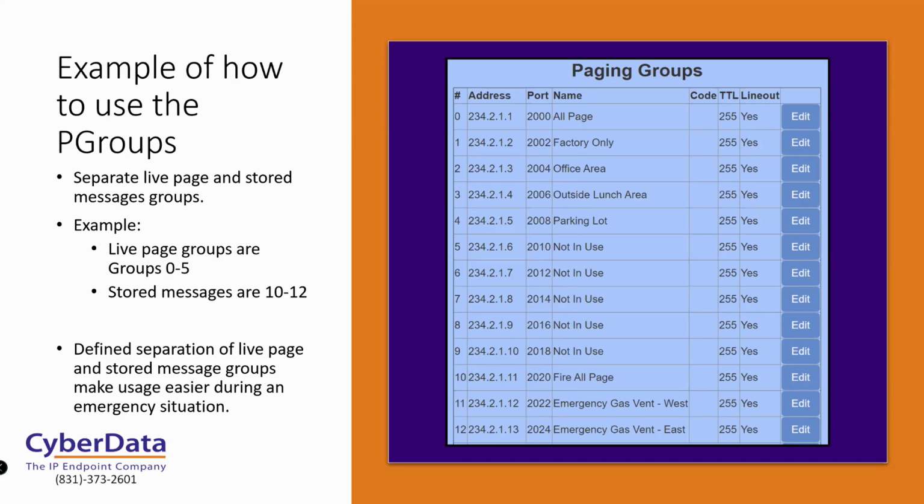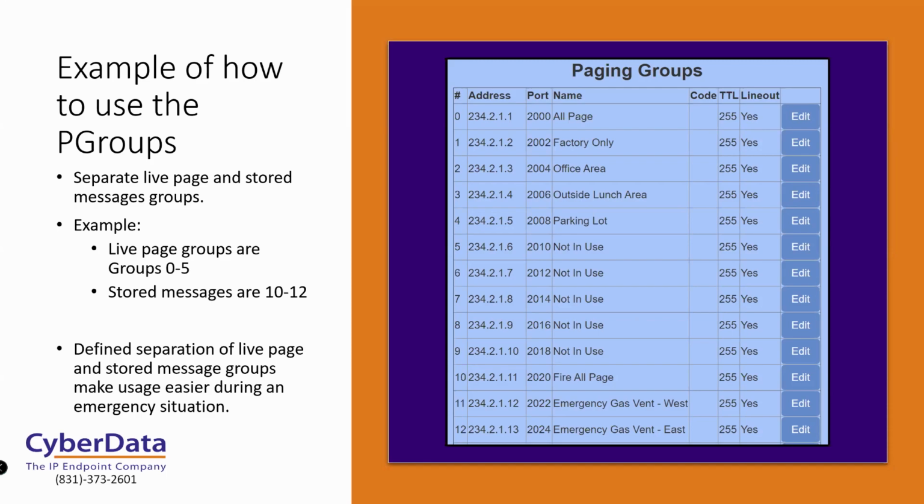As you move forward, all of these first 5 groups are what we refer to as live page groups, where if you call the paging server and dial group 00 for the all page group, as soon as you talk, whatever you say is going to be live out of those given speakers.